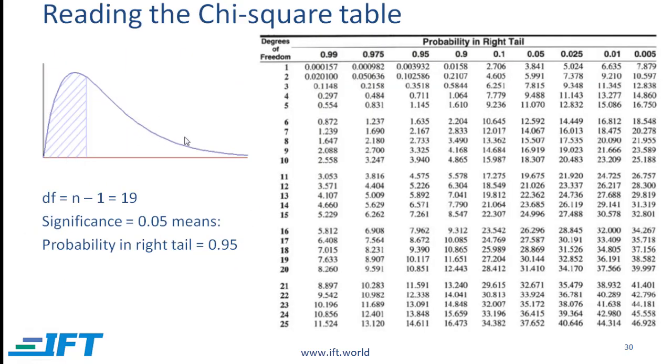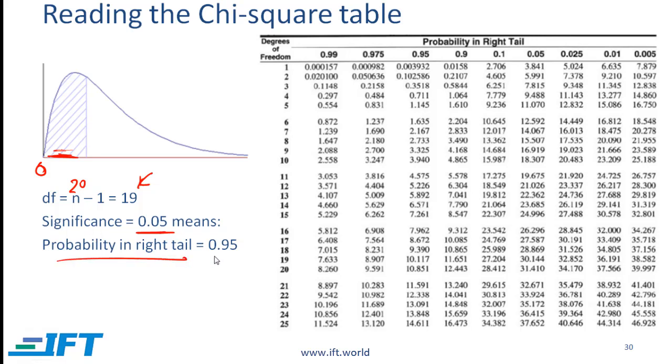This is what a chi-square distribution looks like. Given that the distribution is related to variance and variance cannot be negative, therefore the chi-square distribution is bounded at zero. We need a degrees of freedom, which is n minus 1. In our example, n is 20. That's the sample size. So the degrees of freedom is 19. We are told that the significance is 0.05. When we are using the chi-square distribution, a significance of 0.05 means the left part of the distribution.